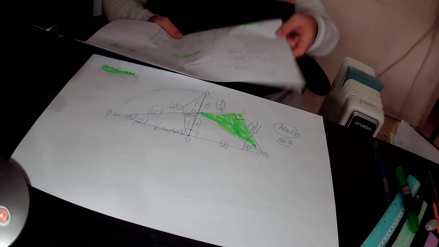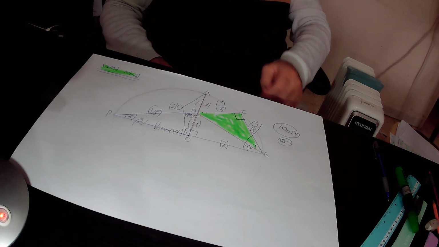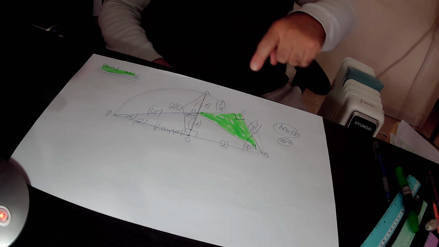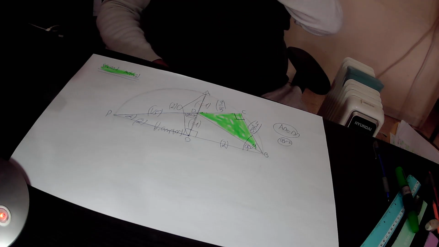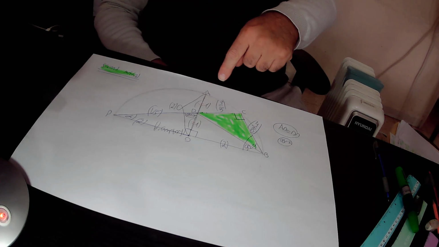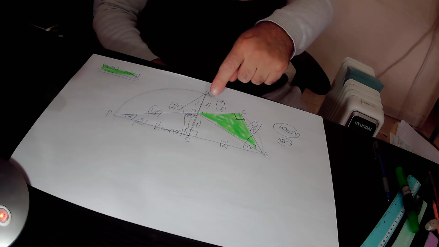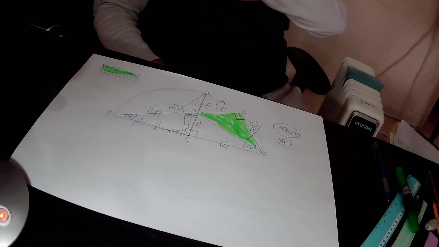Our task is to find out the area of this green shape. AOB is a quarter circle, therefore this is a right angle. OB and OA are both the radius of the quarter circle, which equals 2. At point D, the radius AO is divided into two halves. The first half is 2 over 2, that is 1, so the second half must also equal 1.